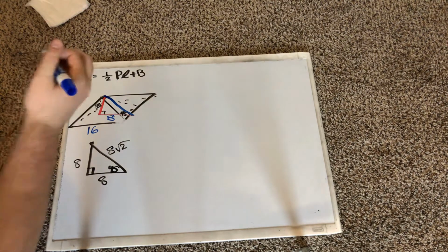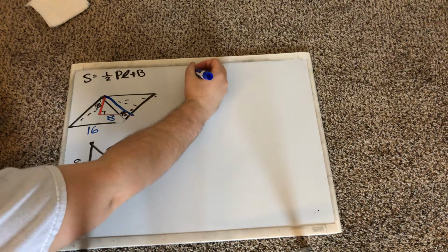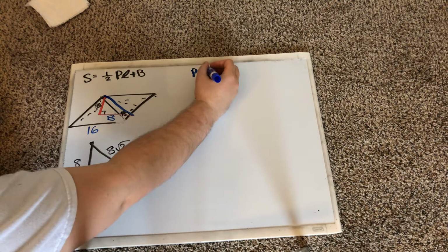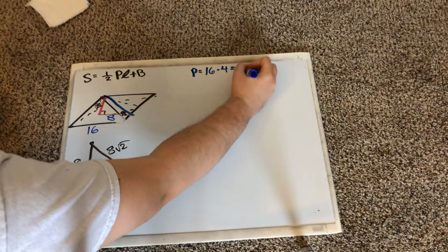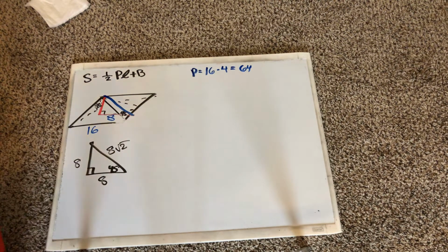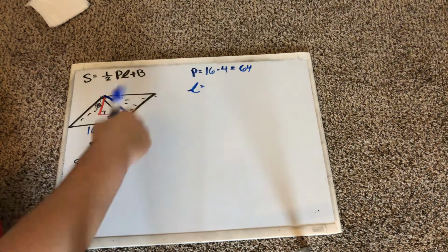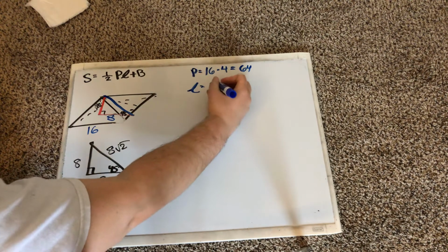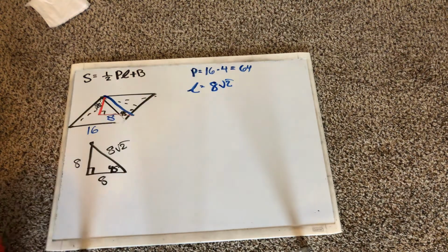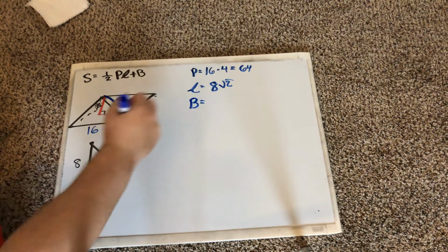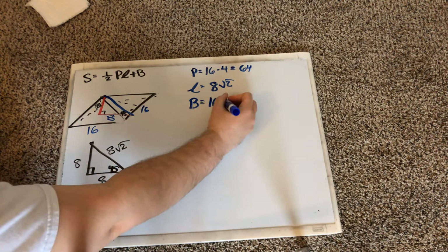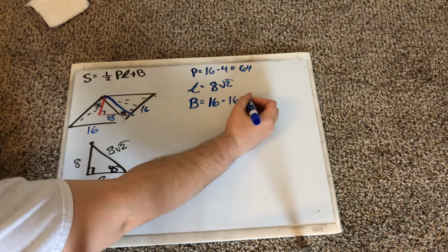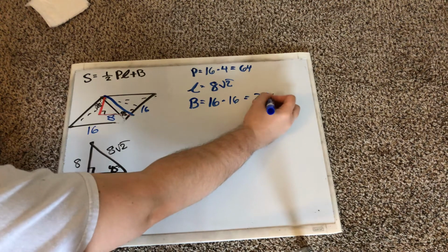So the perimeter is 16. There are 4 sides. 16 times 4 is 64. The slant height, we kind of already found, was 8 root 2. And then the area of the base, well, if that's 16, that's got to be 16. So 16 times 16 comes out to be 256.